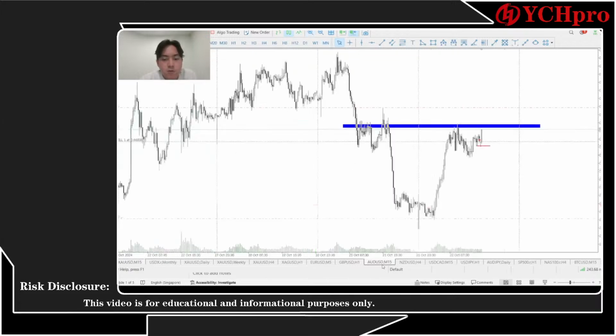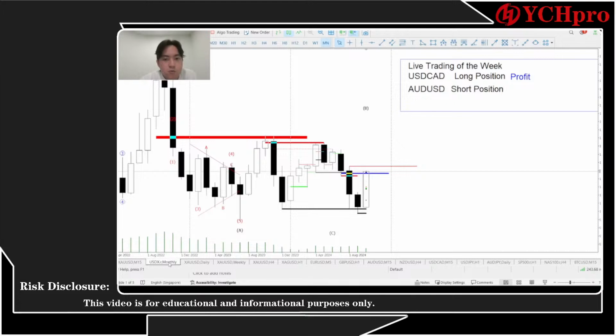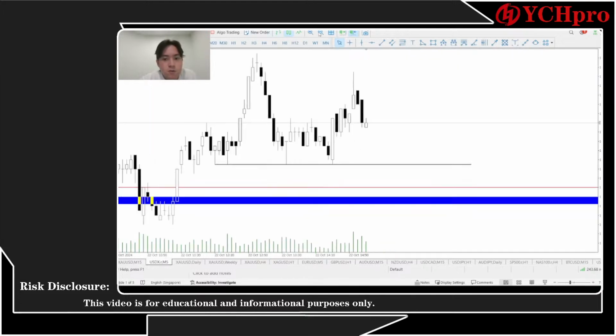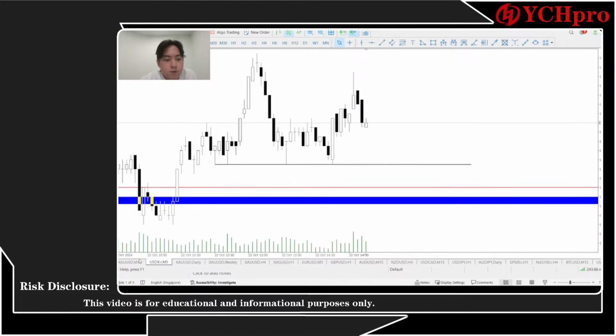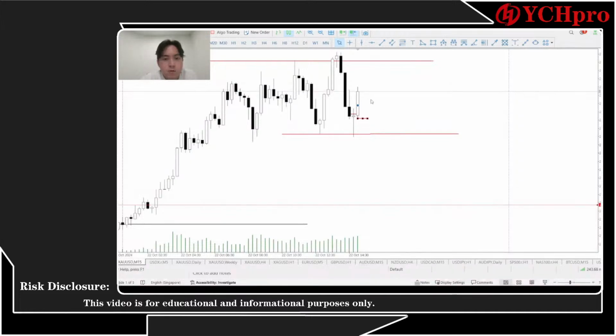What happened? AUD index going lower. Okay, let's see. Is there any news? I remember today doesn't have any news. Okay, it seems like on AUD we might need to close out.